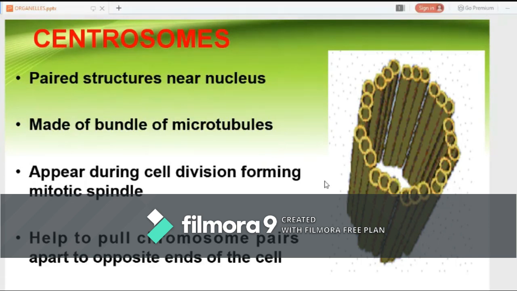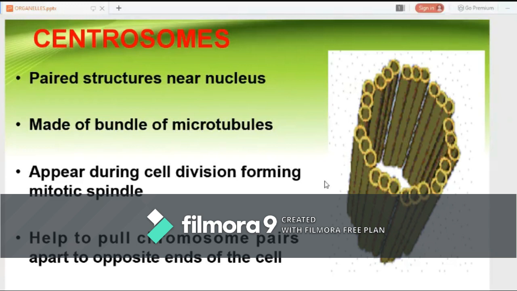When a cell is about to divide, the centrioles replicate, resulting in two pairs of centrioles. The two pairs of centrioles move apart, and each pair becomes part of the newly formed cells in cell division. The centrioles function in the formation of the spindle fibers, which help to pull chromosome pairs apart to opposing ends of the cell during cell division, which we will be discussing in the next lessons.